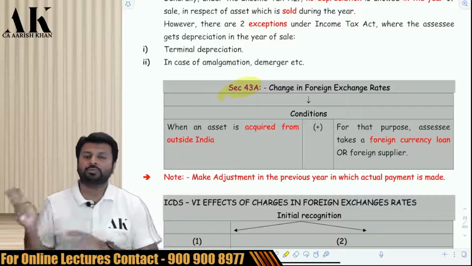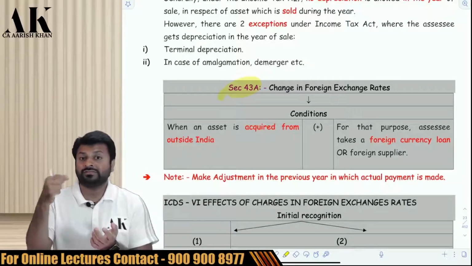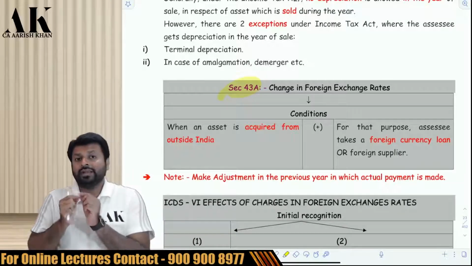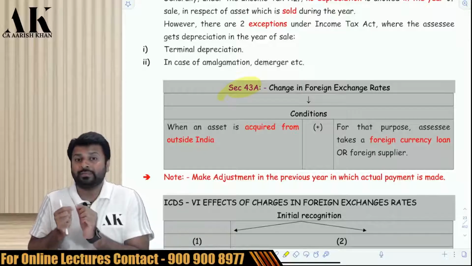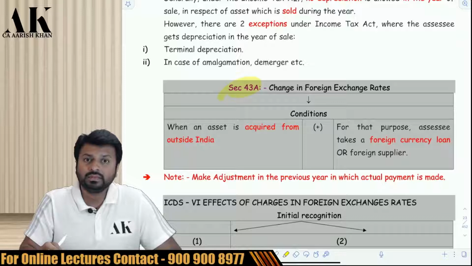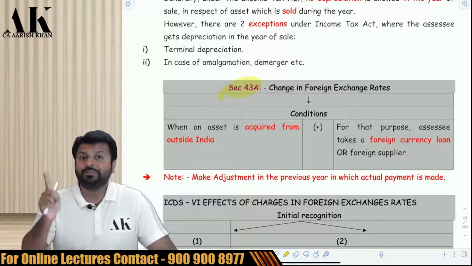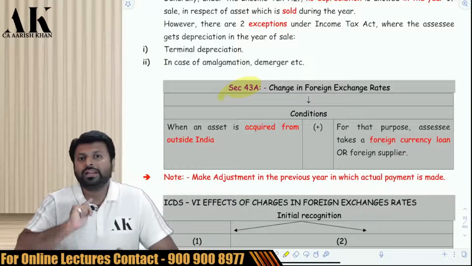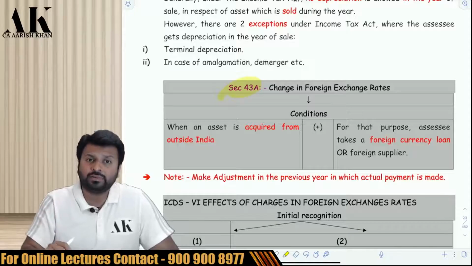Second condition, there has to be a foreign currency loan or a foreign creditor on which there is a foreign currency payment. So whatever foreign currency gain or loss is coming on the date of payment, not on balance sheet date. On the date of payment, on actual payment, on payment basis, not on accrual basis. Whatever gain or loss is coming on the date of payment has to be adjusted to the WDV of the asset.